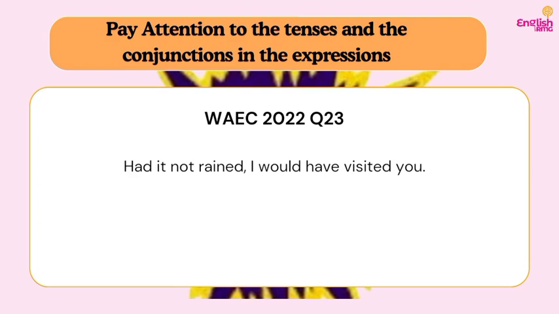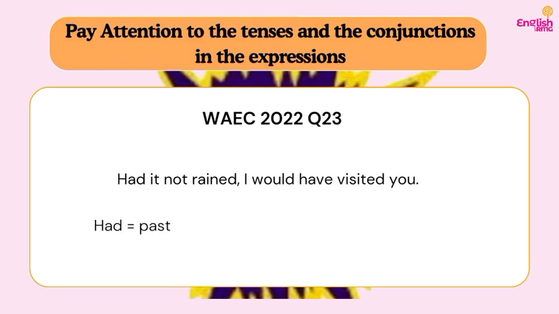So we have question 23 from 2022 WAEC past question. It reads, "Had it not rained, I would have visited you." So what does this expression mean? "Had" here is a past tense of "has" and "have", which equals a conditional clause. So "had it not rained" here simply means if it had not rained, that is, if it didn't rain, I would have visited you. Do you understand?